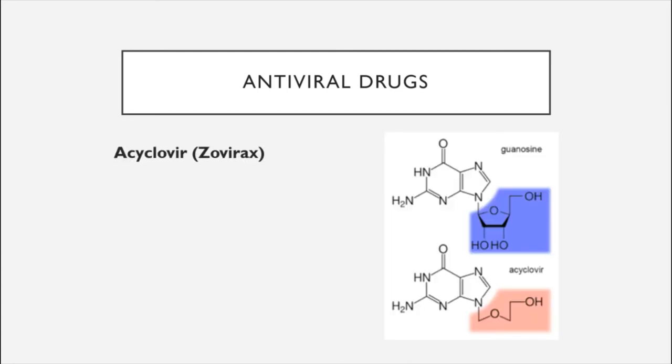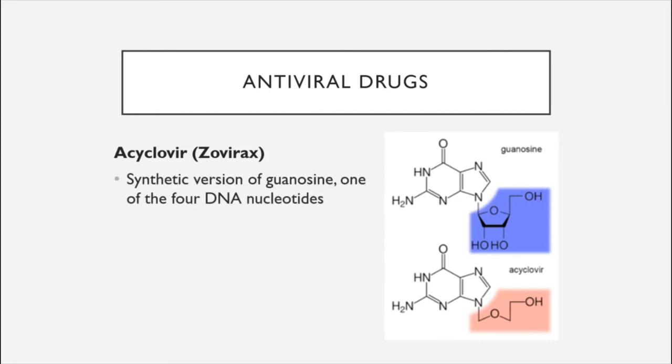So acyclovir or Zovirax is a drug that structurally is a synthetic version of guanosine, which is one of the four DNA nucleotides. We can see guanosine up here, and we can see down here acyclovir, the structure of which is similar, but it's missing a component of the normal guanine structure.